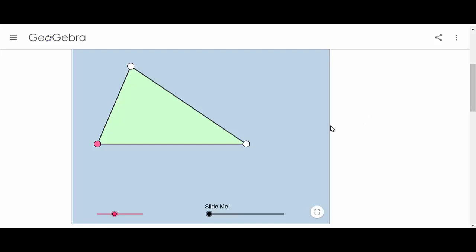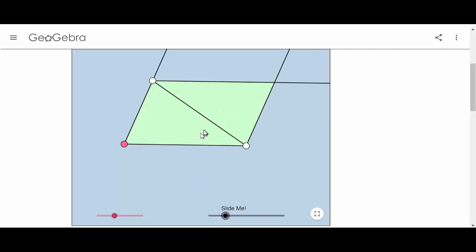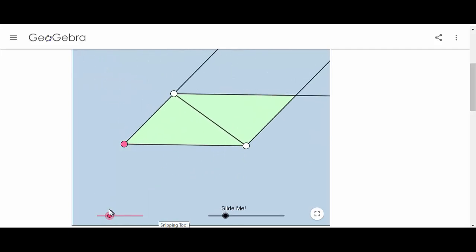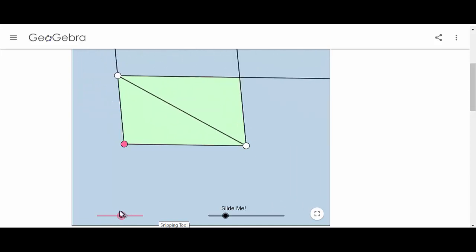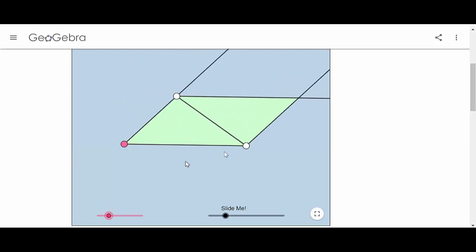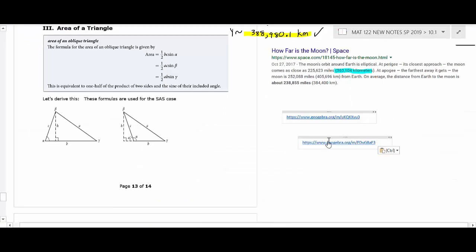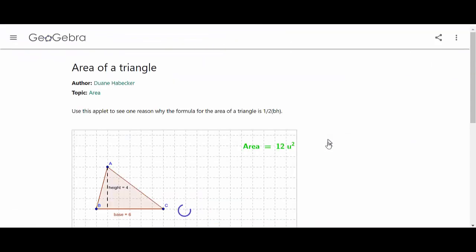So if you're doing an area of a triangle, here's the idea. No matter how you draw this triangle, a triangle can be thought of as half of a parallelogram, no matter how you do that. So if we twist and turn that, it looks like a dancing parallelogram here. No matter how you do that, it's half of the area of that parallelogram. So that's one way to look at that. The other applet I have is a little bit more specific.